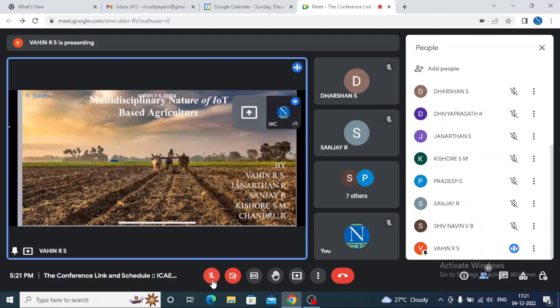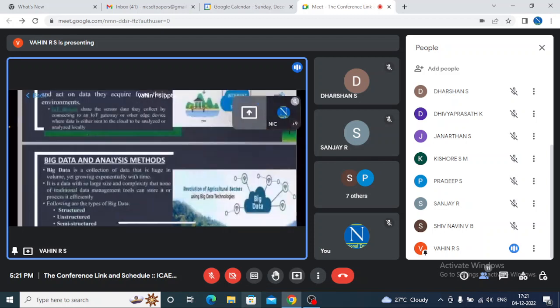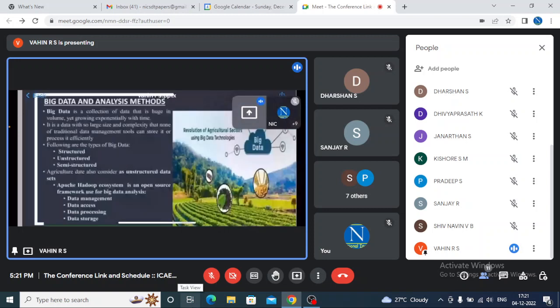like Arduino to collect and act on data they acquire from their environments. Here, some IoT devices share the sensor data they collect by connecting to an IoT gateway. Data is either sent to the cloud to be analyzed, or analyzed locally. Here, to talk about big data and analysis methods, big data is a collection of data that is huge in volume and growing exponentially with time.